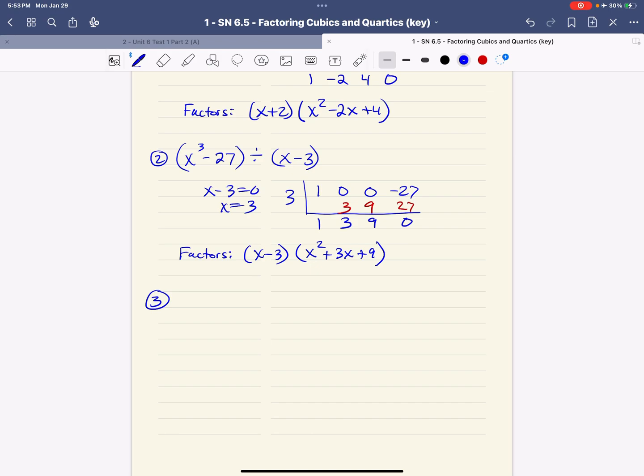Let's go with, goodness, what are we going to go with? Let's go with 1 minus x cubed, and let's divide that by 1 minus x.